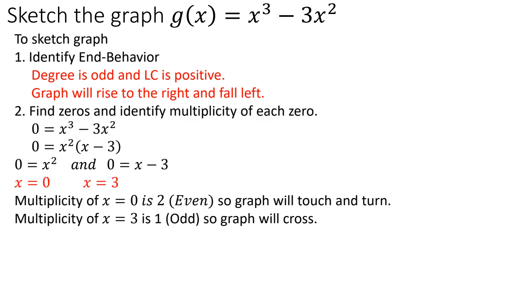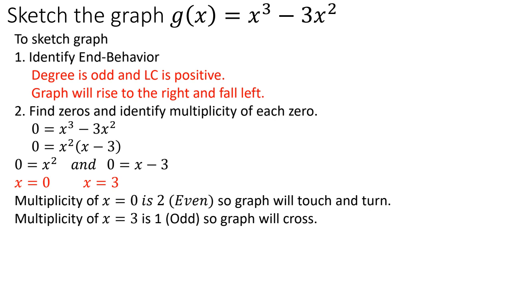Again, I'm going to set it equal to 0. I'm going to factor out an x squared, and here, this 0 is going to have a multiplicity of 2, which is even. This x is equal to 3. That was only one instance of that, so that's an odd multiplicity. So again, I know that at 0, the graph will touch and turn around. At 3, it's actually going to cross it. It's going to intersect it, yes?